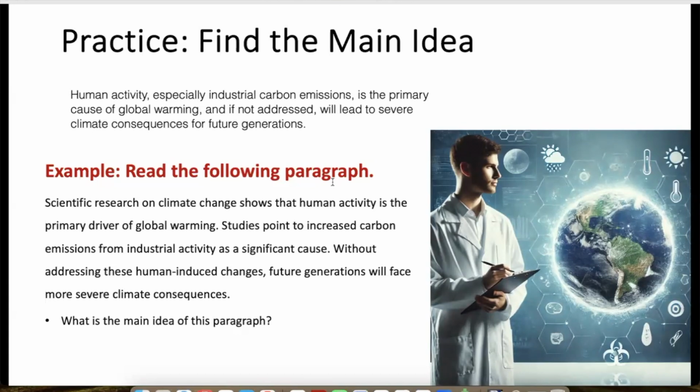Why do you think this is a better main idea? Could you explain your answer? Yeah. I wrote that because the paragraph focuses on the scientific research showing that human activity, particularly carbon emissions from the industry, is driving global warming, and it was emphasizing that without action, future generations will suffer more severe consequences, which sums up the paragraph's key message.